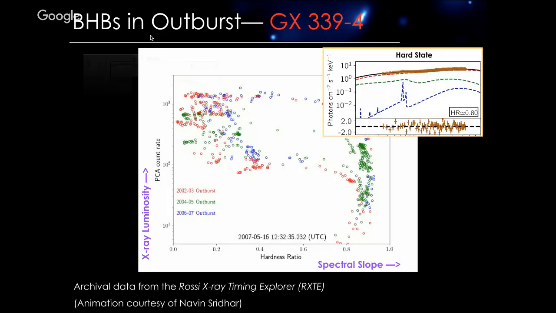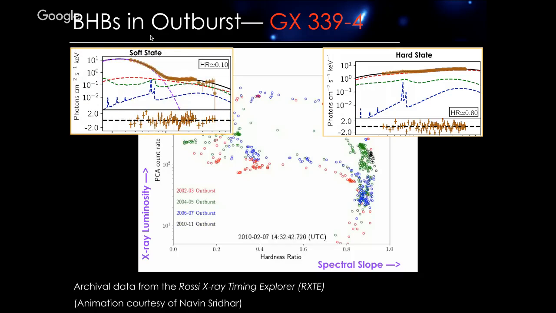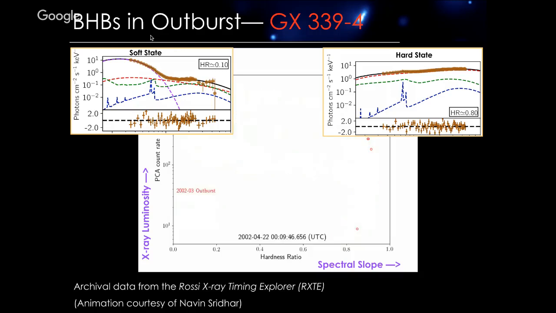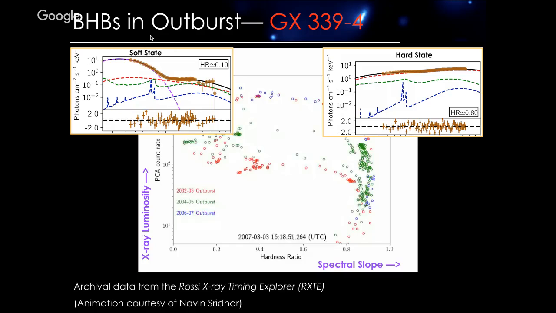This is to show what the hard and soft state looks like. Hard state because the spectrum looks hard, meaning it has most of its photons at high energies, while in the soft state, most of the signal that you see comes in soft X-ray photons. This is because one is dominated by non-thermal emission, a power law. The other one, the soft state, is dominated by thermal emission, likely from the accretion disk.